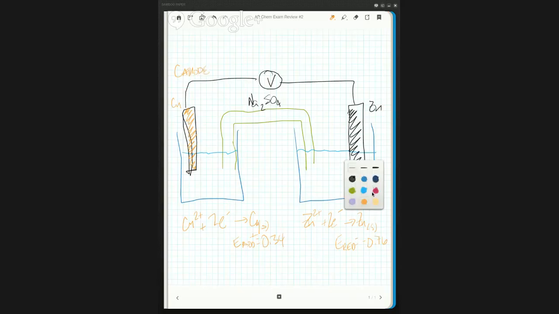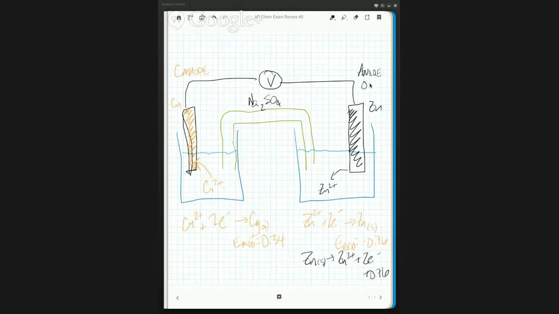Which means on this side, what should be happening is that zinc, a solid, goes to Zn2+ plus 2 electrons, and that's positive 0.76. So if zinc solid is becoming Zn2+, that means Zn2+ is coming off of this electrode. And on this side, copper 2+ is going onto the electrode. So it's gaining. This is the cathode. Then this would be the anode. This is oxidation, and this is reduction.